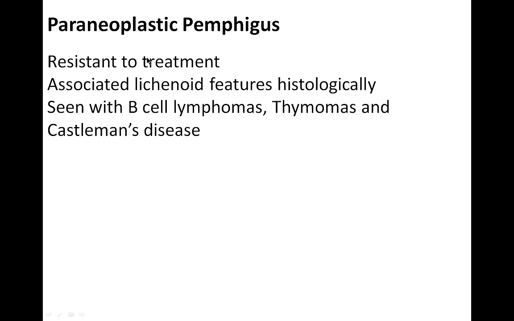The thing about it histologically is not only do you have the antibodies directed to the desmoglein 3 proteins, you also have antibodies directed to the basement membrane. And this can give rise to some lichenoid features.